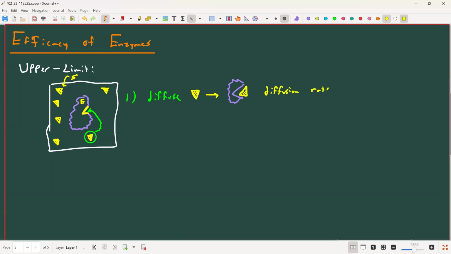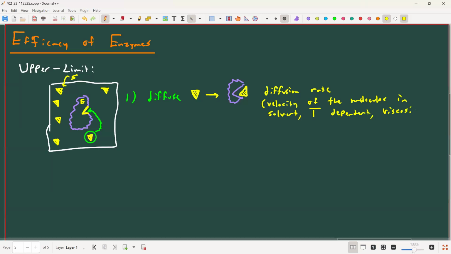Which is a function of the velocity of the molecules in the solvent, which of course, as you know, is dependent on temperature. And of course, it's also dependent on the viscosity of the solvent. So there's some rate. Eventually the substrate has to move in at the diffusion rate. And then the fastest possible thing is that, relative to the diffusion rate, the enzyme just snaps and releases.